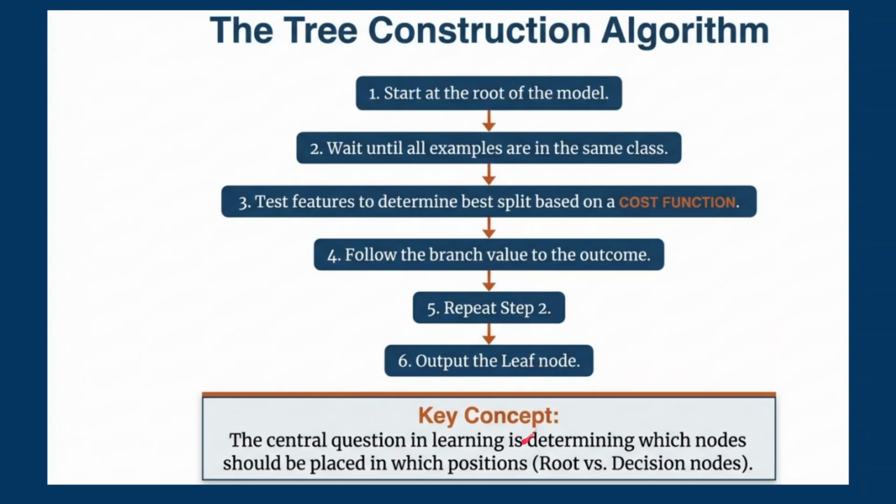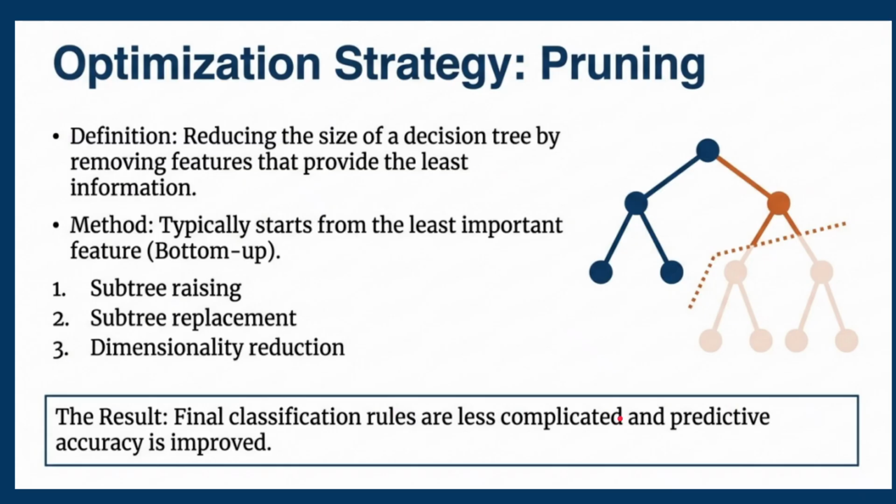Thus the key concept is that the central question in learning is determining which node should be placed in which position. Okay, so root versus decision. Okay, and then let us see the optimization strategy. The optimization strategy is that once you prepare a decision tree, it should not go to a longer depth. Okay, so we use a concept called pruning. Pruning is cutting down some branches of the decision tree in order to arrive at the solution. Okay, that means we are just reducing the complexity of the decision tree.